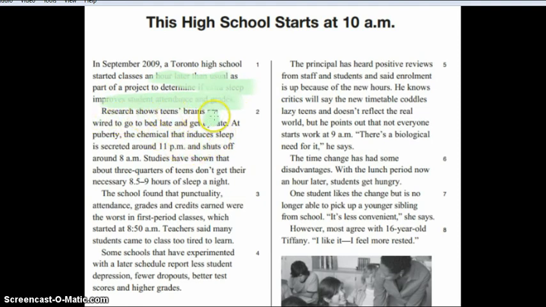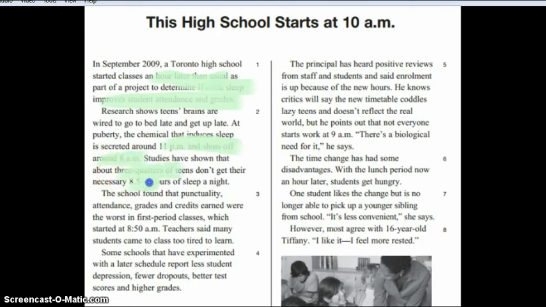Research shows teens' brains are wired to go to bed late and get up late. Boy, I remember in high school, I definitely was one to stay up really, really late. And so I struggled to get up early. At puberty, the chemical that induces sleep is secreted around 11 p.m. and shuts off around 8 a.m. Studies have shown that about 3/4 of teens don't get their necessary 8.5 to 9 hours of sleep at night.